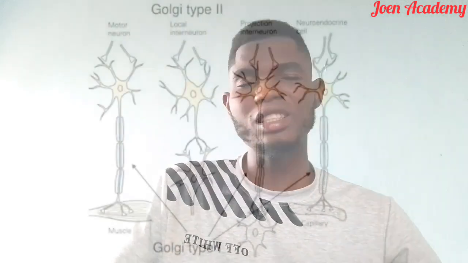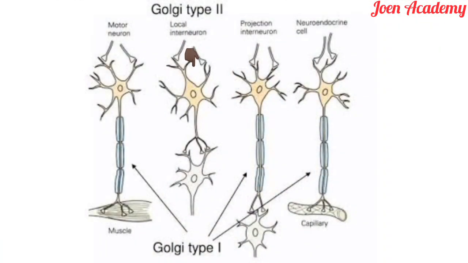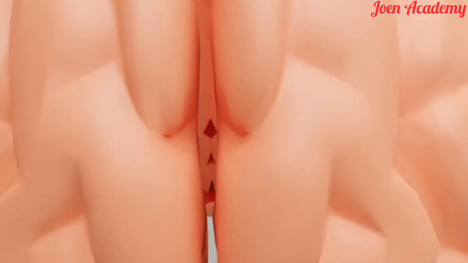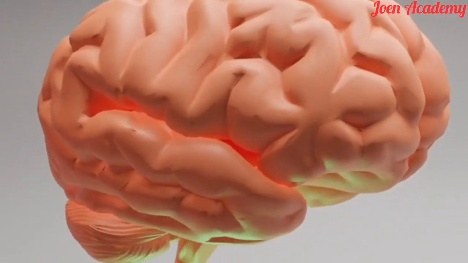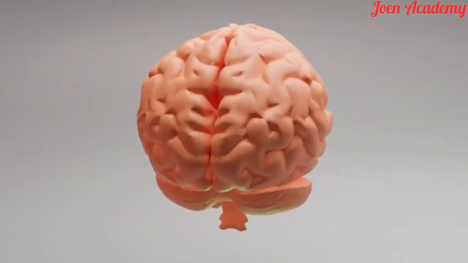Then the Golgi type 2 neuron has short axons and long dendrites. This type of neuron is seen in the cerebral cortex as well as the spinal cord. Alright guys, that is it for the different types of neuron. In the next video, we'll be looking at the structures of the neuron.